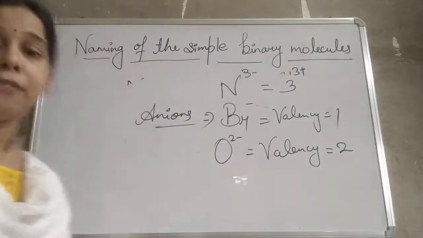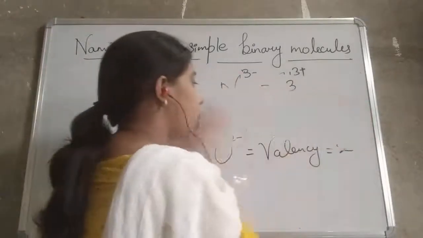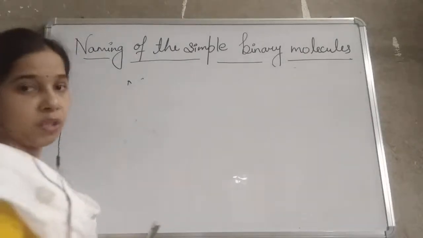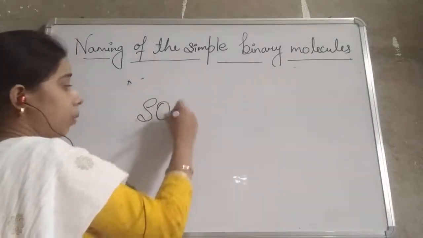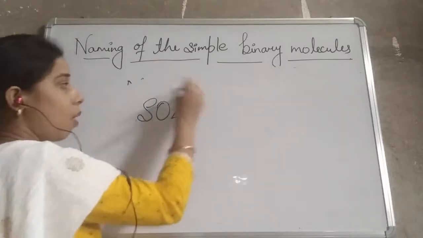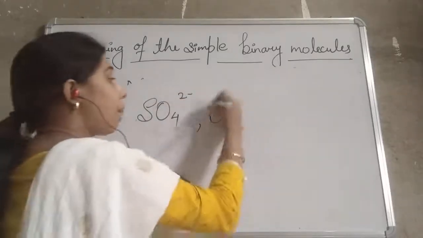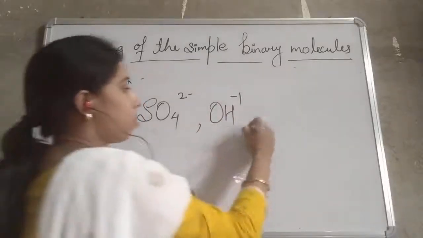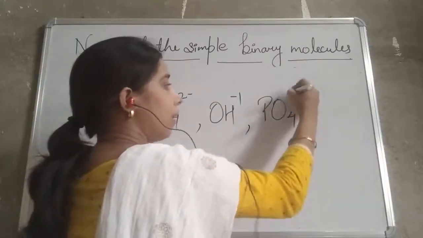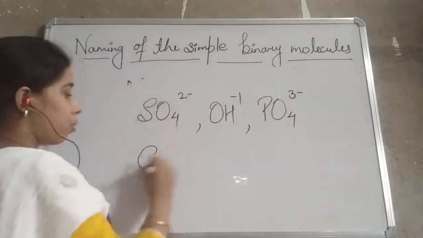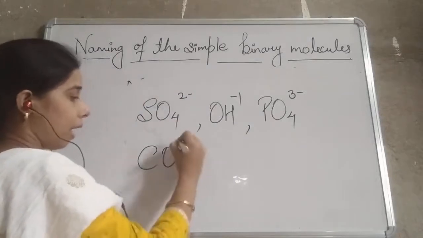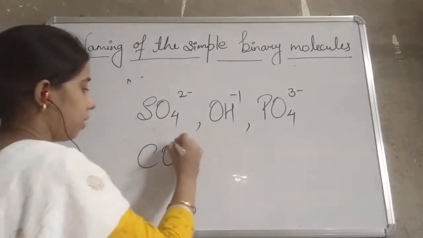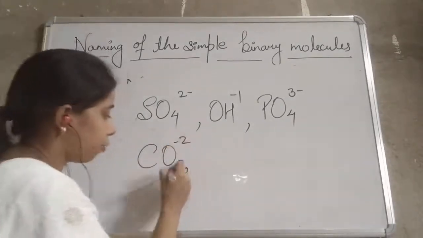Likewise, we had discussed the polyatomic ions also. Polyatomic ions also consist of charges. We discussed sulfate, which has the charge -2. Hydroxide has -1. PO4, phosphate, has -3. Carbonate, CO3, has -2.